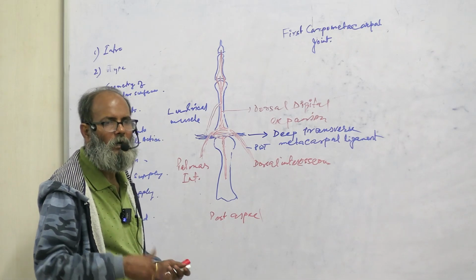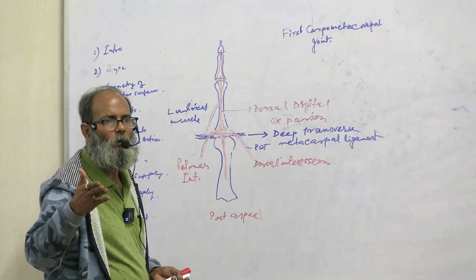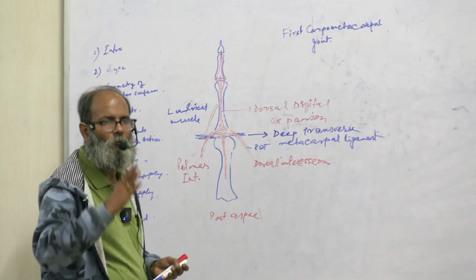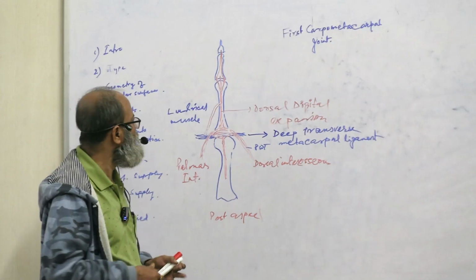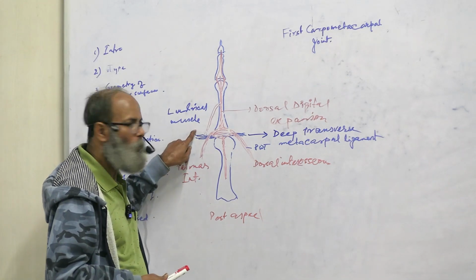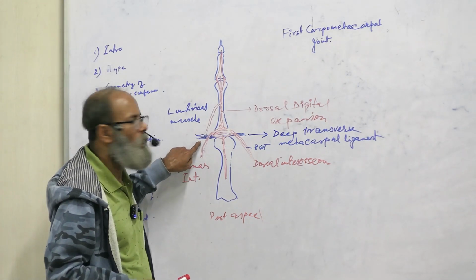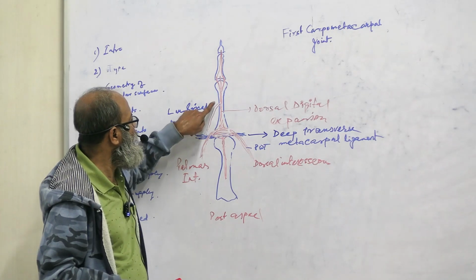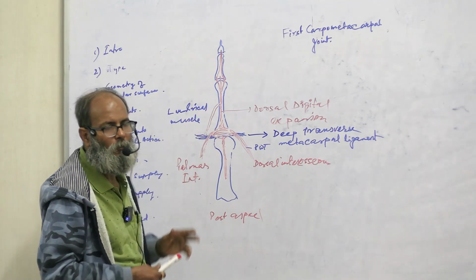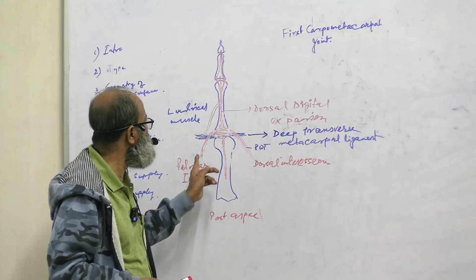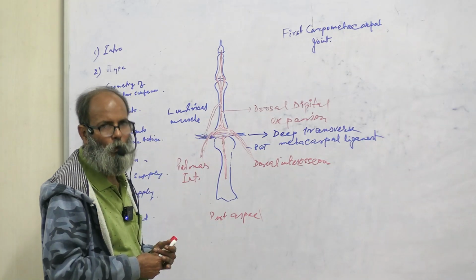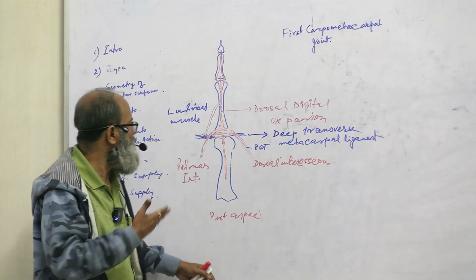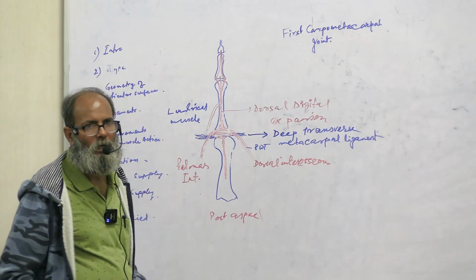The lumbricals come from the flexor digitorum profundus tendon. There are 4 lumbricals. They are in front, that is superficial to the deep transverse metacarpal ligament. And they are inserted far away from the proximal phalanx. Got my point? Now, what is the action of these lumbricals and interosseous?